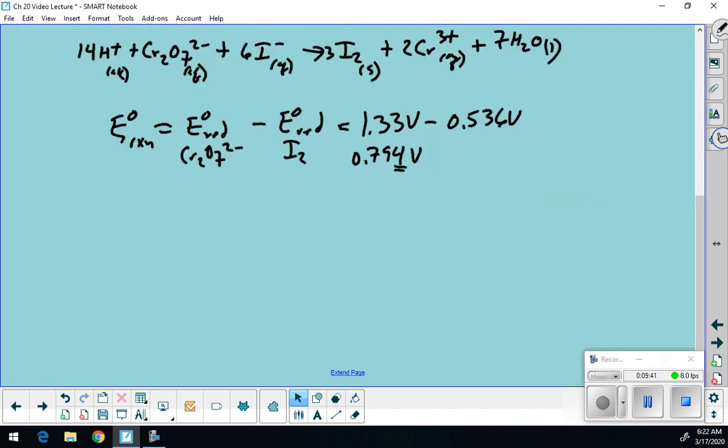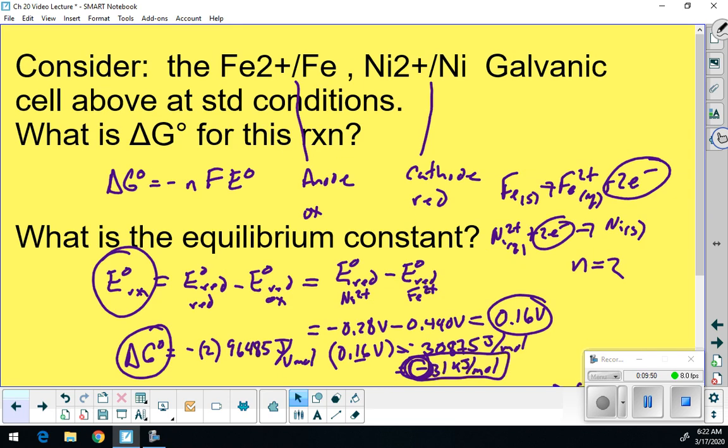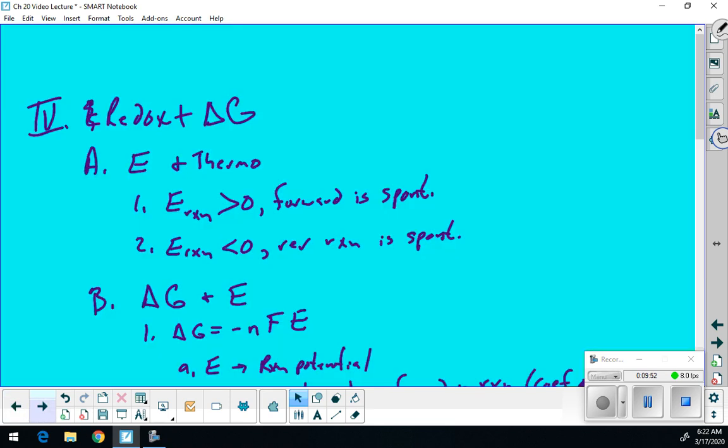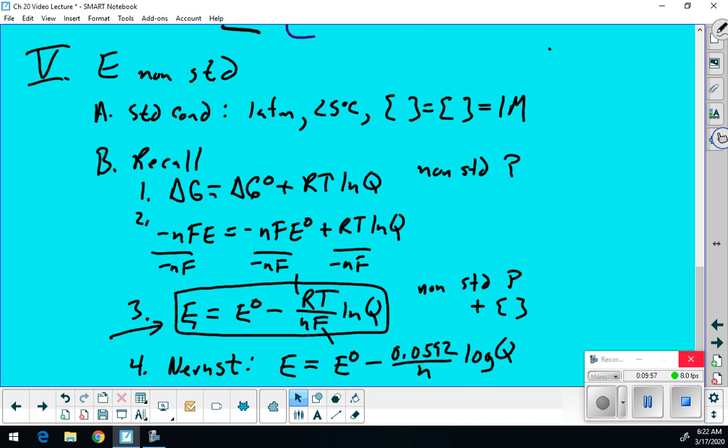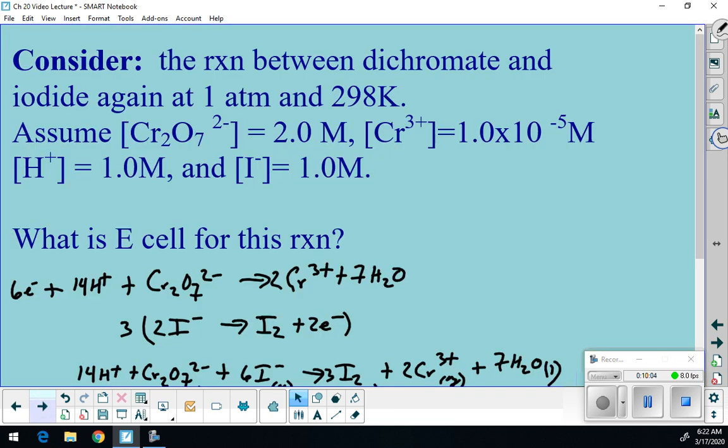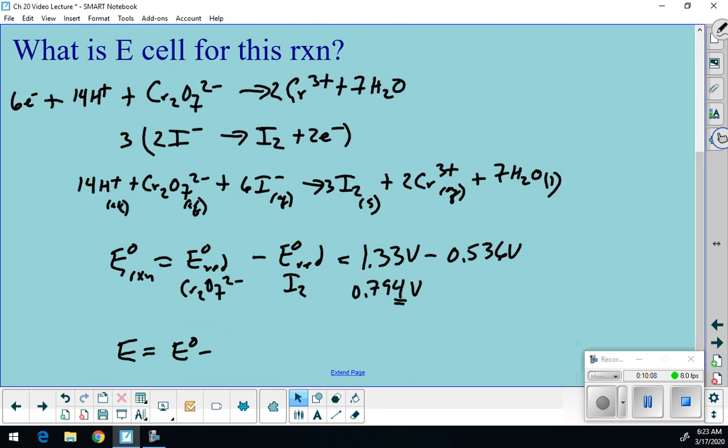Let's look at our Nernst. Our Nernst said what? E is equal to E prime minus, you guys remember what it was? Minus RT over NF natural log of Q. Okay, RT over NF natural log of Q.